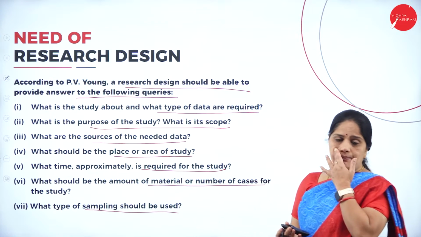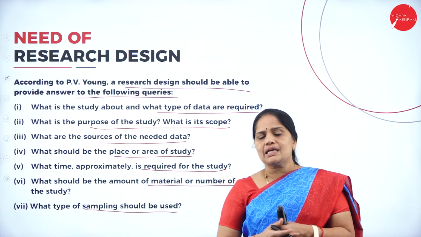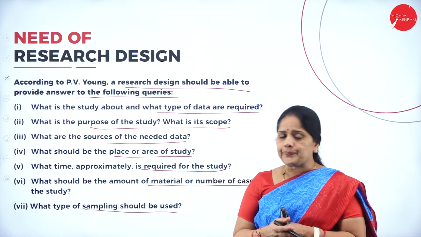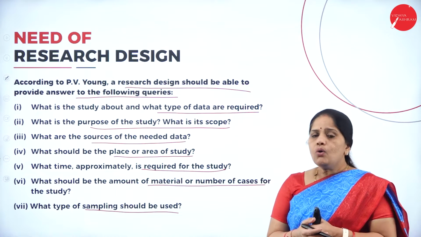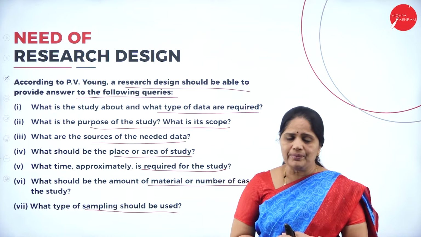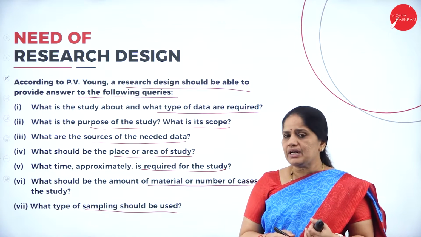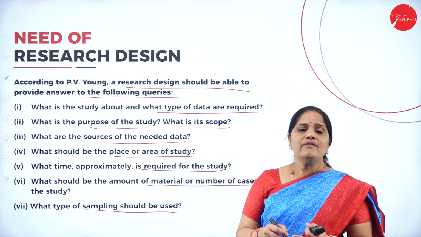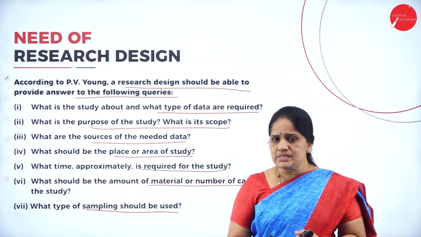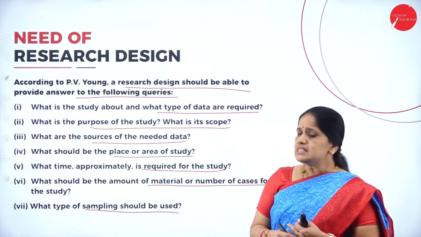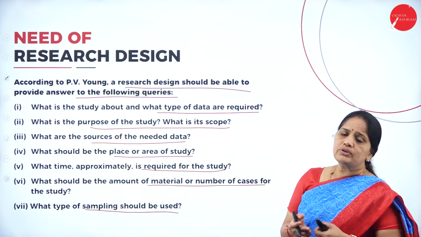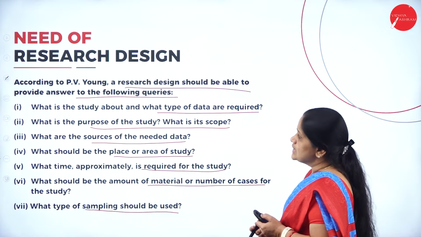So that also you have to mention, and what type of sampling should be used. What type of sampling should be used means, suppose in case you are collecting primary data from the population, what kind of sampling technique you will be using, whether it is a simple random sampling or a stratified random sampling. So all this you have to think of when you write down the research design.